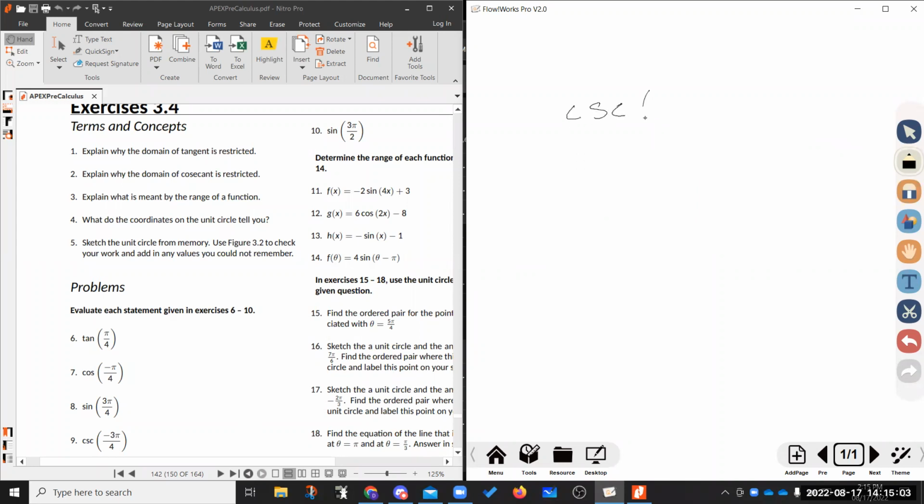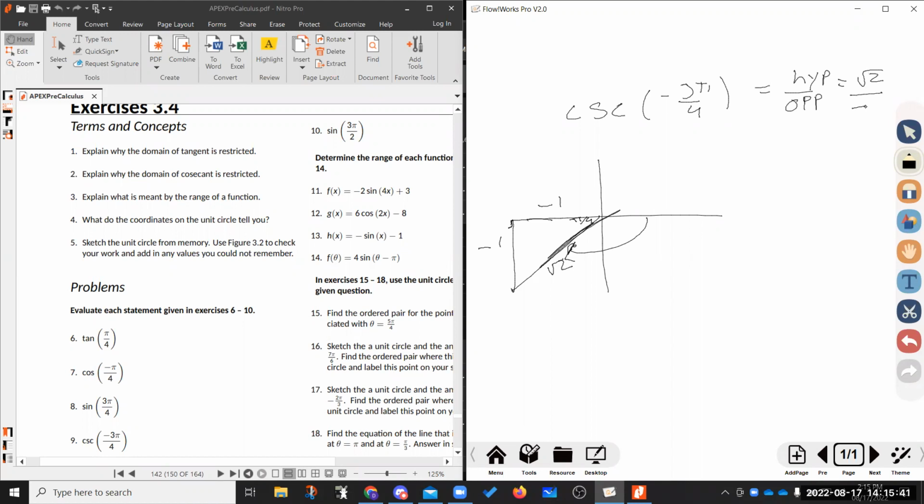Cosecant of negative 3 pi over 4. Negative 3 pi over 4 is down here. I went this way to get negative. So here's my triangle that I'm talking about. It has a pi over 4 reference angle here, negative and negative. It's negative 1, root 2. Cosecant is going to be the reciprocal of sine, so it's hypotenuse over opposite. So this is root 2 over negative 1, which is a negative root 2.